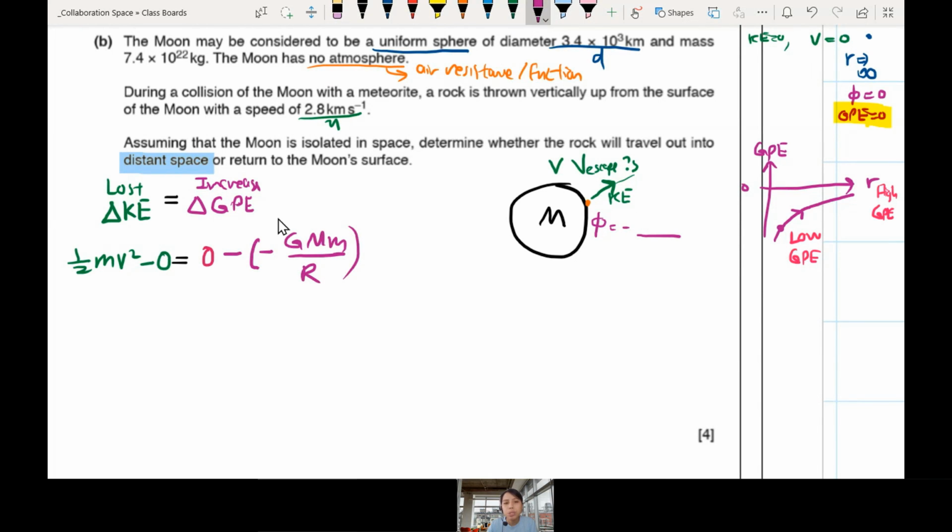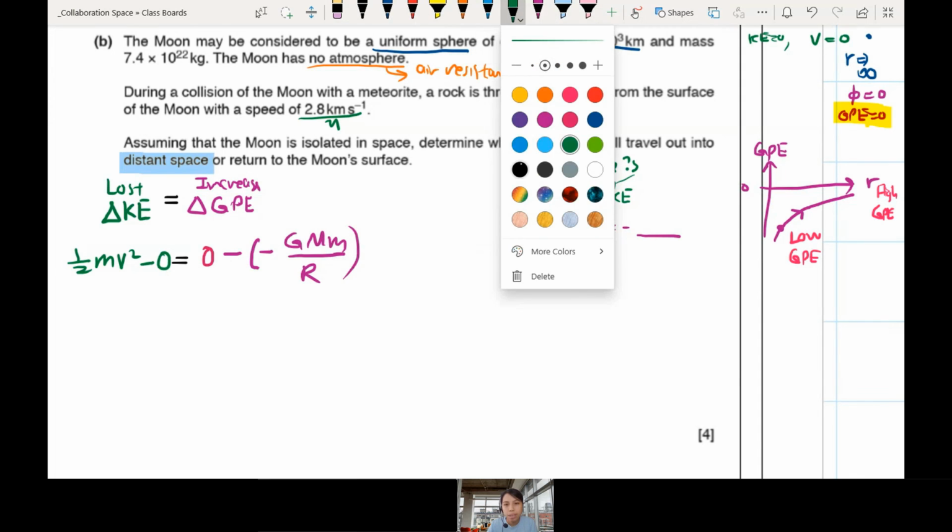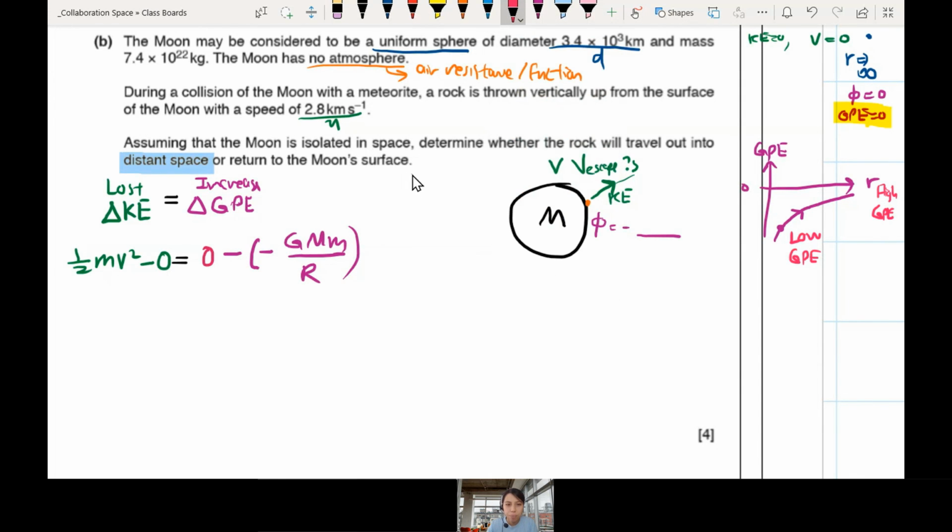Now, if you're like, Miss, where did this equation come from? Never seen before. It's derived from the potential equation. So EP, not GPE, is m times phi, right? And phi is potential. So m times negative GM over r will give you this, negative GMm over r. That's where it came from. I just skipped a step.